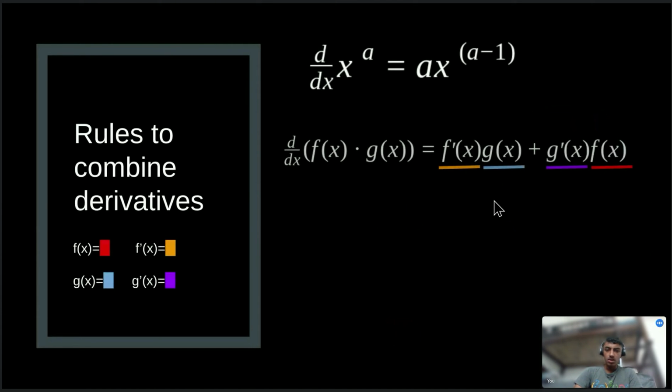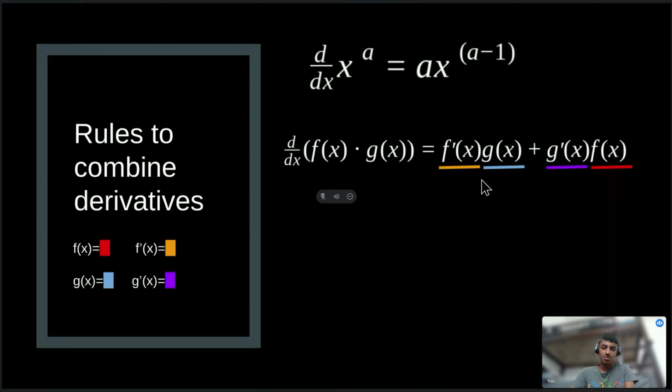Here's another one. The derivative of the product of 2 functions equals the derivative of the first function times the second function plus the derivative of the second function times the first function. And you see here I have underlined each of them. I also did that on the previous one. I have underlined each of the functions with these colors. So if you can't understand this, you can just go back to this and figure out which one is which.